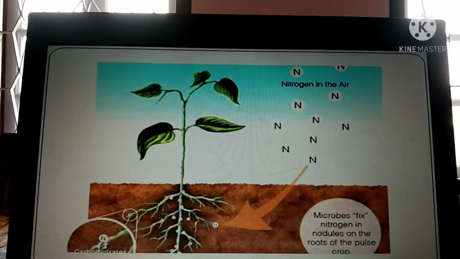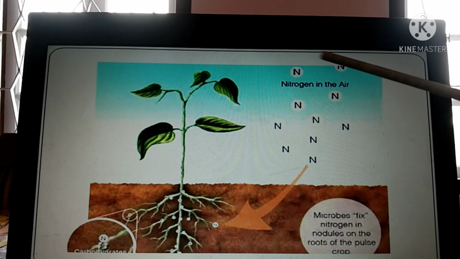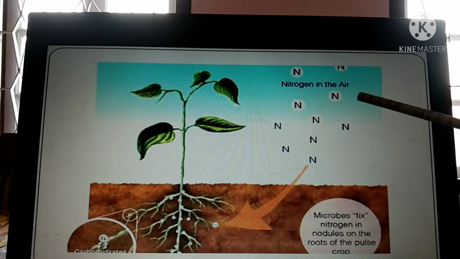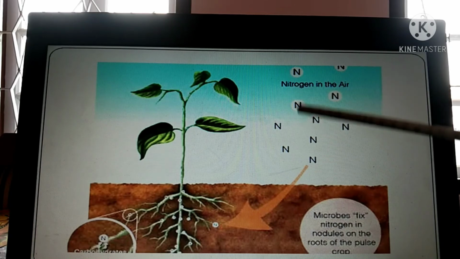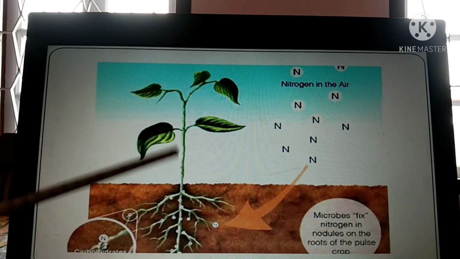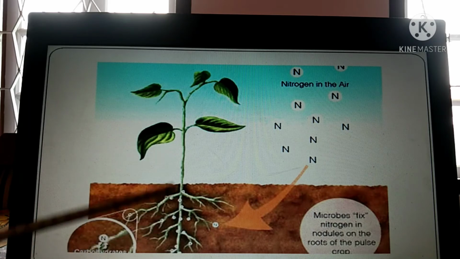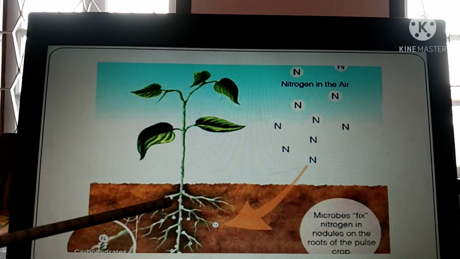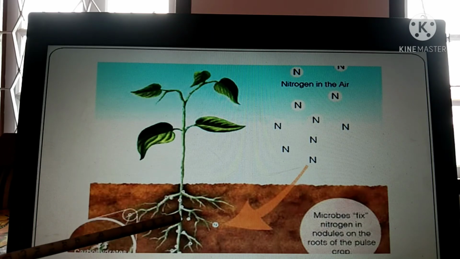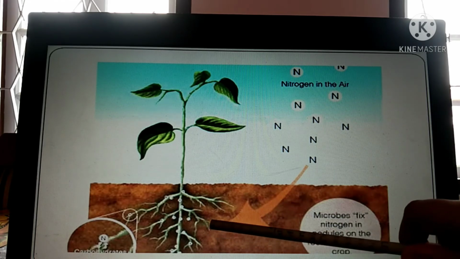You have a diagram here, you see. Suppose this is a plant, and this is nitrogen in the air. Nitrogen is present in abundance in the air, you can see here. This is a leguminous plant, or legume. The roots of the legumes host certain bacteria, that means bacteria live in the roots of these legumes. These bacteria will take up the nitrogen in the air.